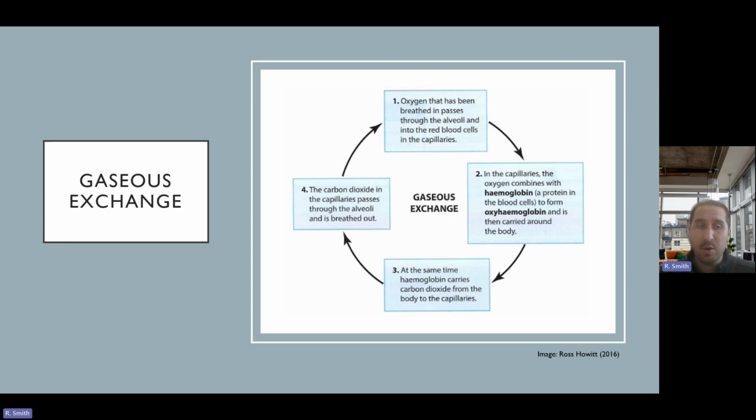Gaseous exchange is the process where oxygen from the air in the alveoli moves into the blood via the capillaries, and where carbon dioxide moves from blood in the capillaries into the air via the alveoli. So when oxygenated blood is created, oxygen is passed through the alveoli into the capillaries. Hemoglobin is then combined with oxygen to form oxyhemoglobin. At the same time, carbon dioxide from the body is carried to the capillaries, where it then diffuses into the alveoli so that it can be breathed out.